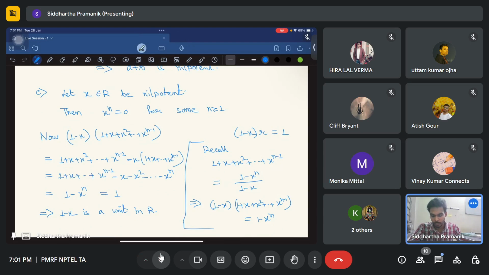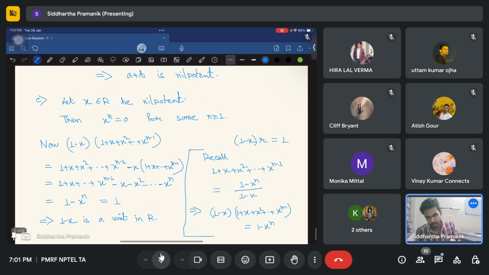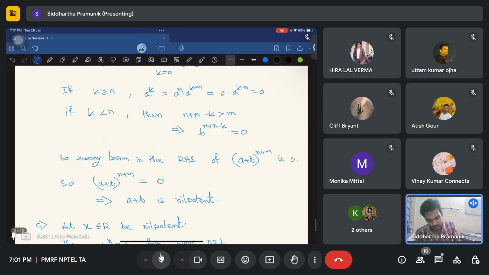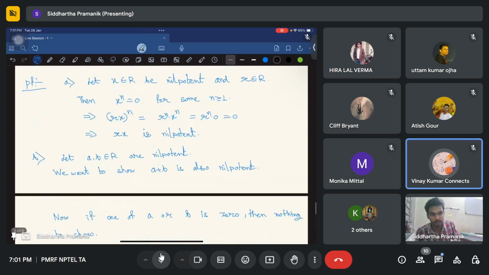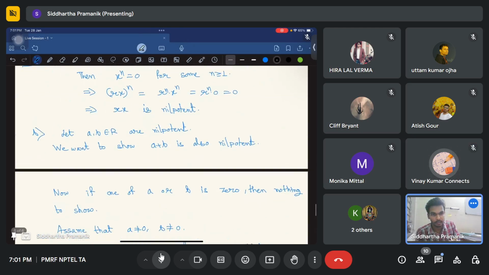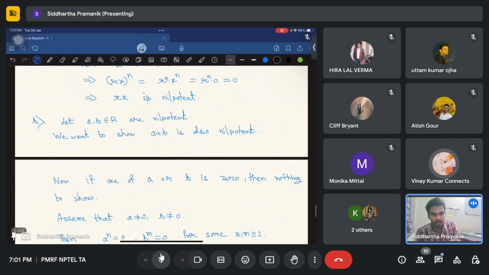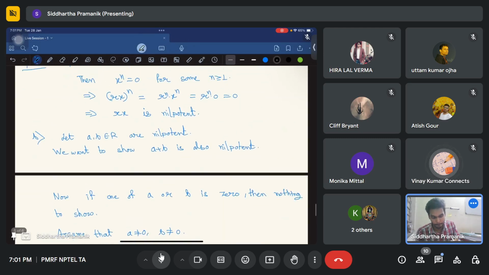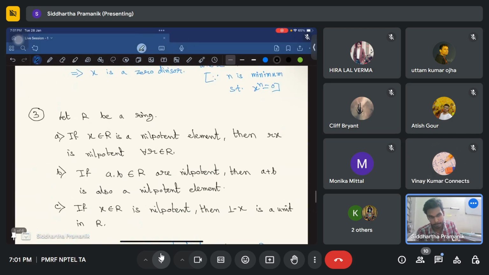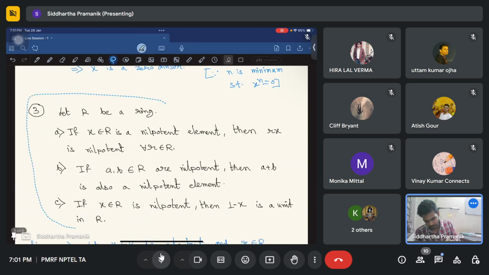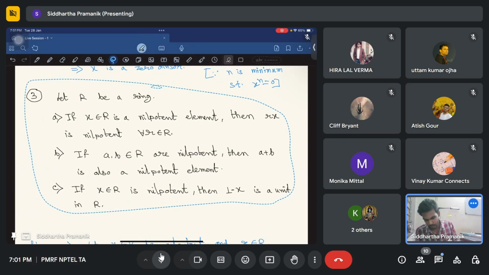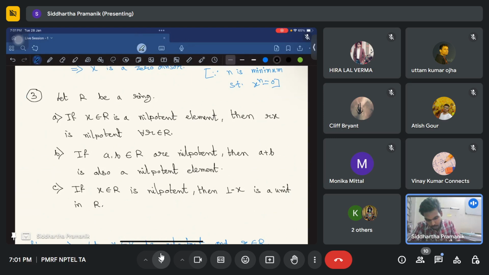Okay, so I hope this proof is clear. So now let me write down the other statement. Yeah, any doubts? So I have just proved that if you take a nilpotent element x, then 1 minus x is a unit.